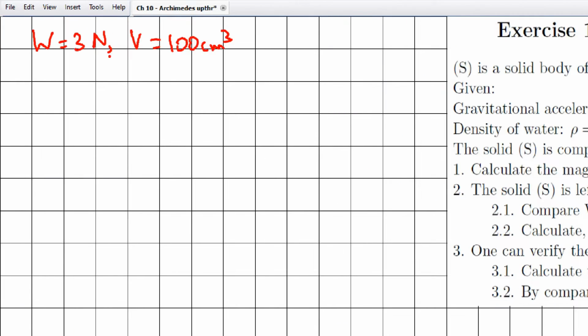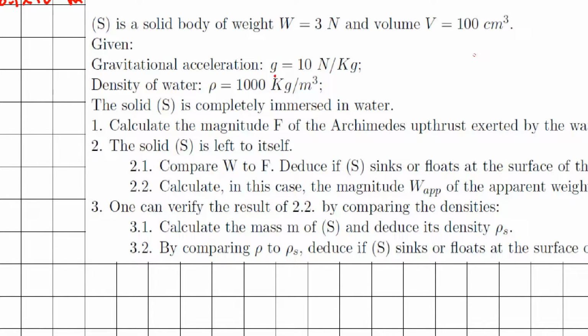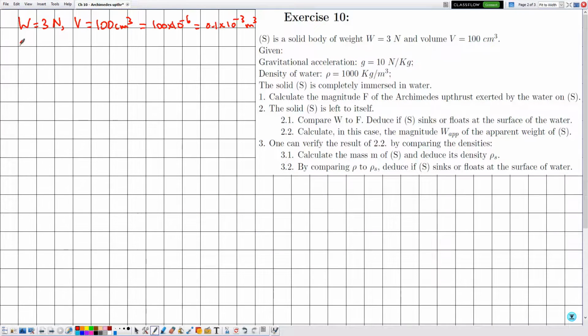Knowing that centimeter cube is not the SI unit of volume, in order to convert from centimeter cube to meter cube, we multiply by 10 to the power minus 6, knowing that meter cube is the SI unit of volume. Then 100 multiplied by 10 to the power minus 6 is 0.1 times 10 to the power minus 3 meter cube. Now the gravitational field strength is g equal to 10 newtons per kilogram, which means that we are performing this experiment on the surface of Earth.